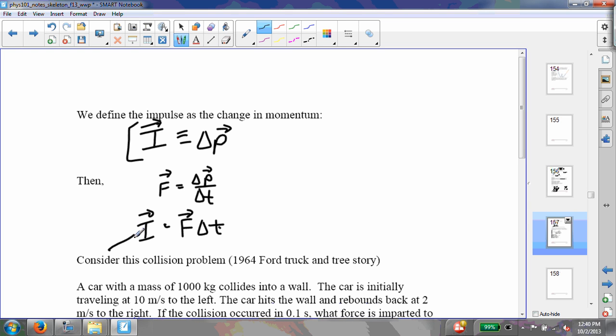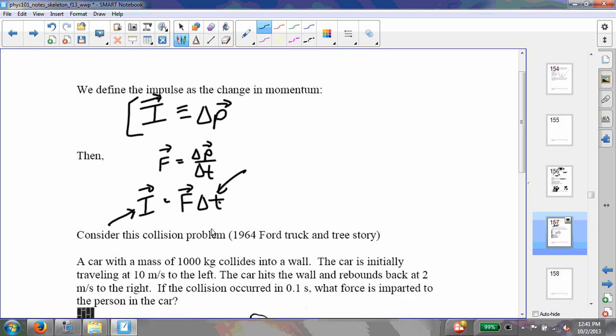That means that if you have a change in momentum for an object in a given amount of time, then it's easy to find the force. And the change in momentum is fairly easy to find. Forces, by the way, are very difficult to measure, right? Especially in collisions. But changes in velocity, and hence changes in momentum, are very easy to find.